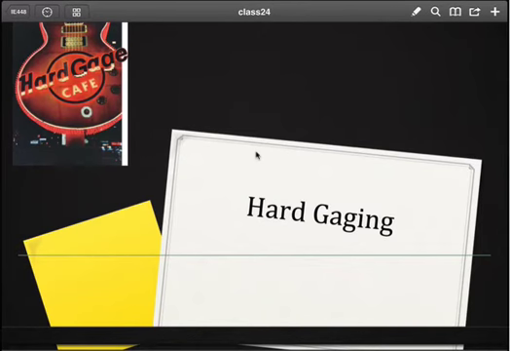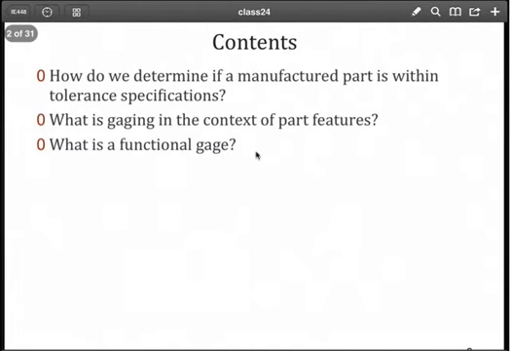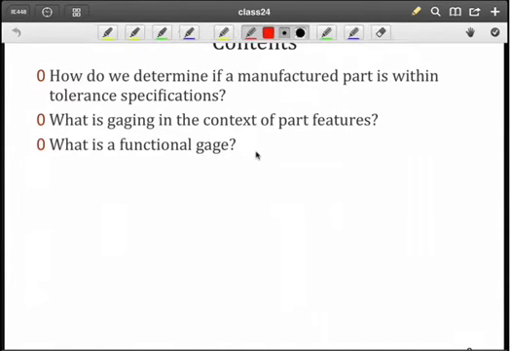One important part of process planning is setting up all the inspection procedures in order to reconcile the parts and the features that we produce with the original design specification. So how do we know if a manufactured part is within the tolerance specifications and therefore is a good part? And what type of gauging could we use given the types of part features that we have? And then finally, what do we mean by a functional gauge that tells us something about whether or not this part is within specifications?